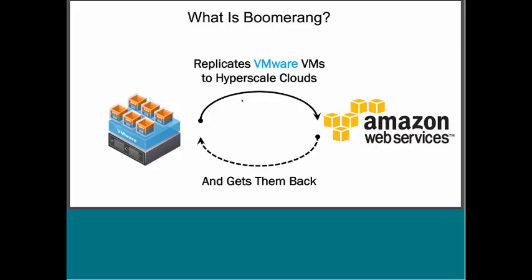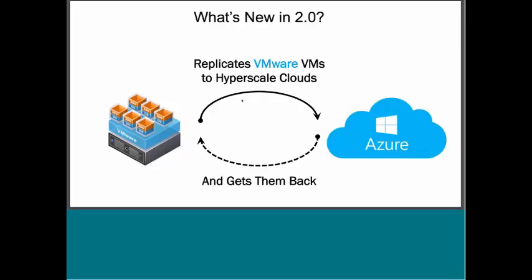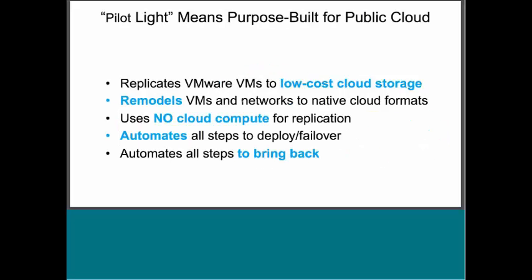So what is Boomerang? Boomerang lets you easily replicate your virtual machines and workloads to low-cost cloud storage. Virtual machines can then be deployed to Azure or AWS computing clouds for failover, DR testing, or even permanent migration. The thing that's unique about this is that computing charges for the cloud service providers only occur when the virtual machines are actively running in the cloud. So this allows our customers to use low-cost cloud storage as a target for the replicated VMs without incurring costs for compute.